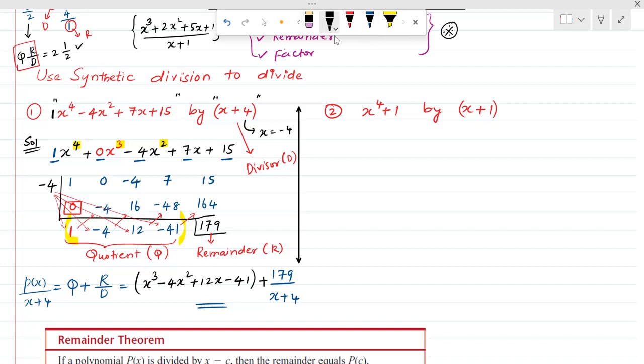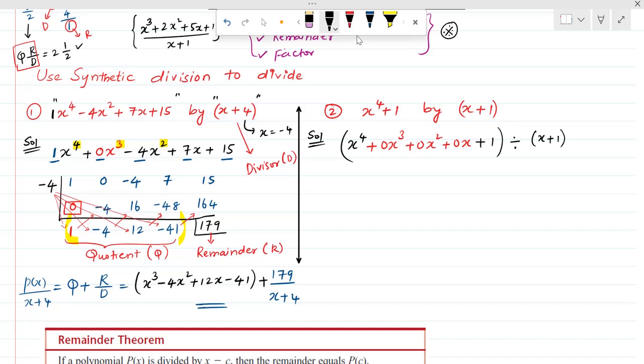Now we will solve another problem with the same rule, synthetic division. I have to divide this one, x power 4 plus 1. But here there are many terms missing. What are they? x power 4, then 0x power 3, 0x power 2, 0x, and the last term, the constant term, is there. That is my polynomial. It is divided by the factor x plus 1.